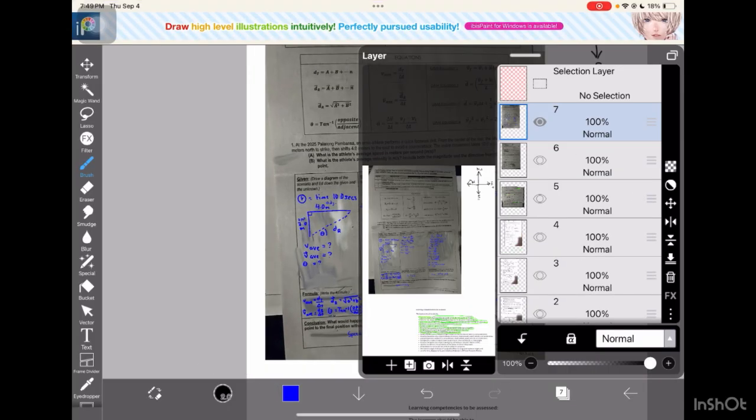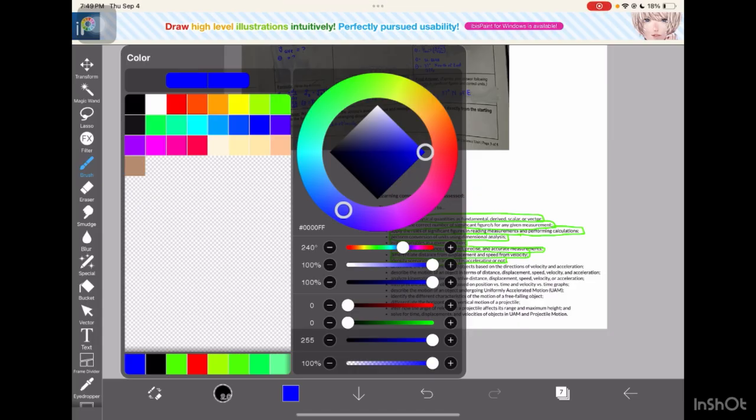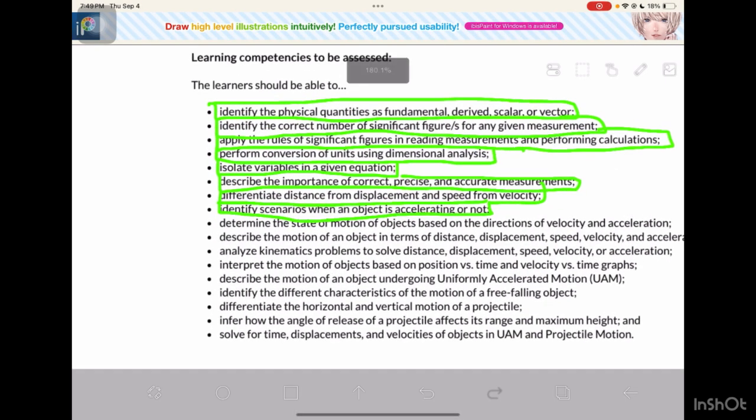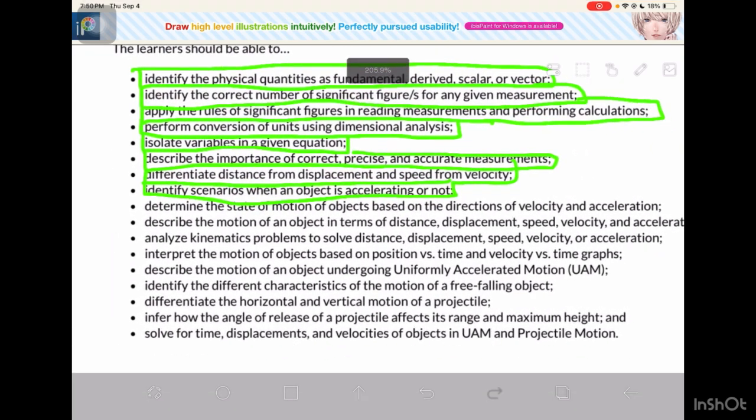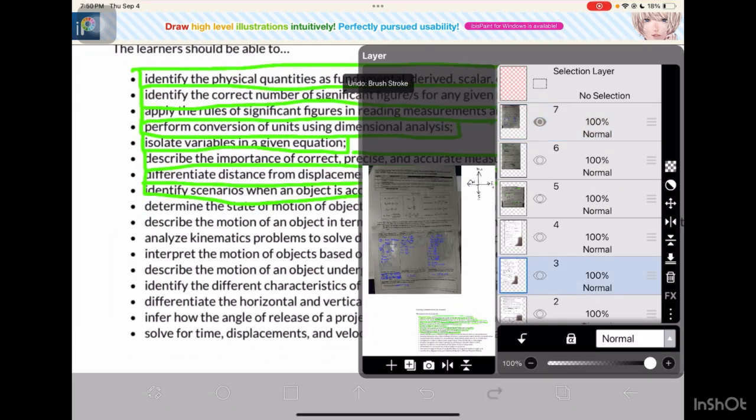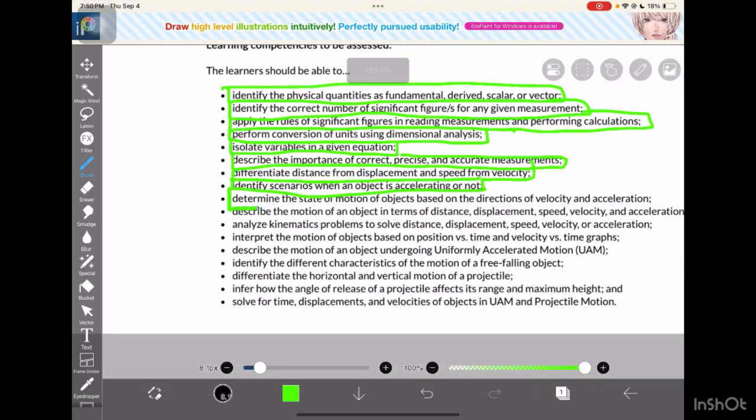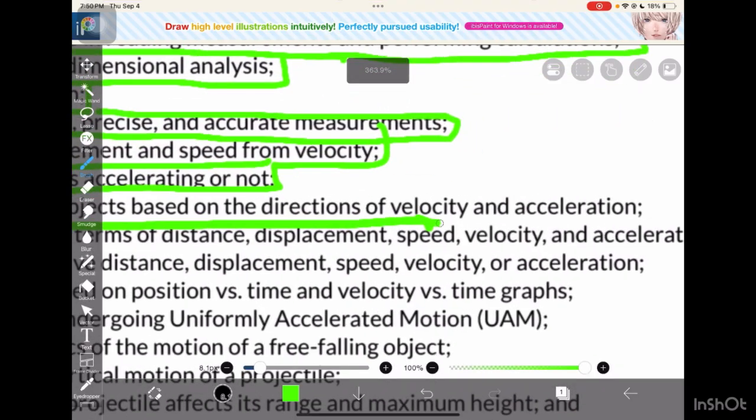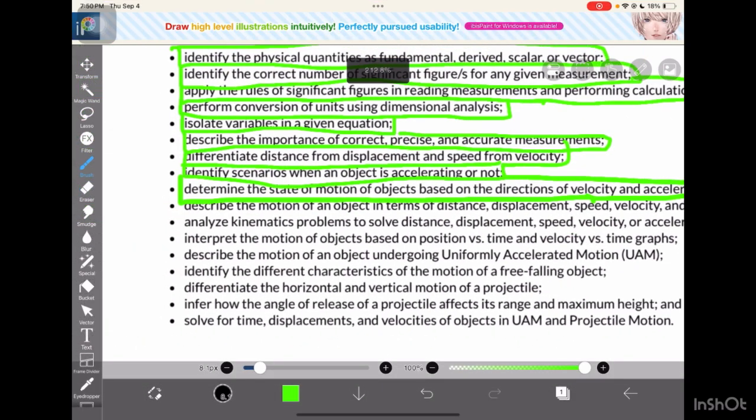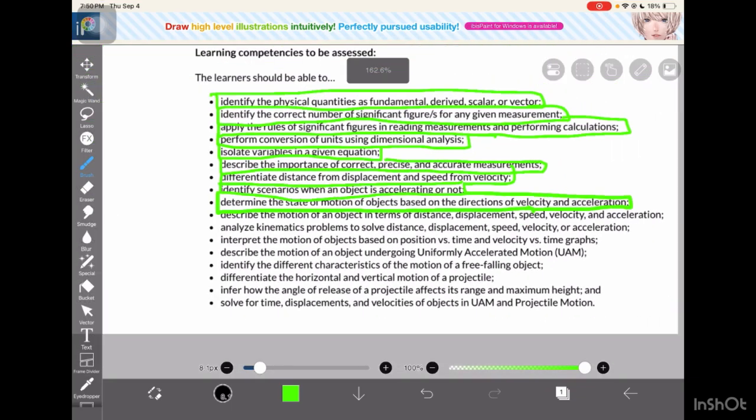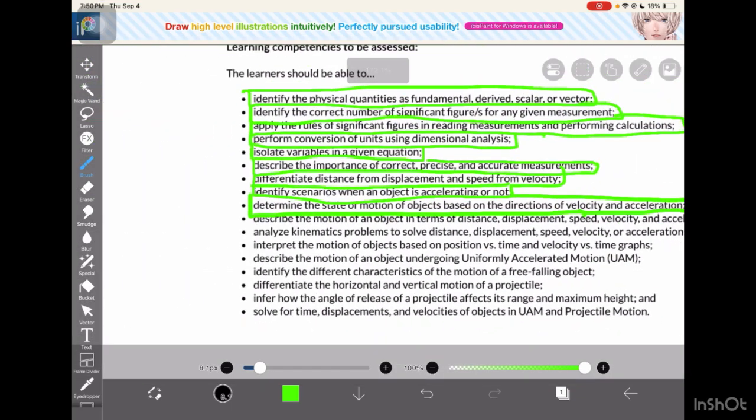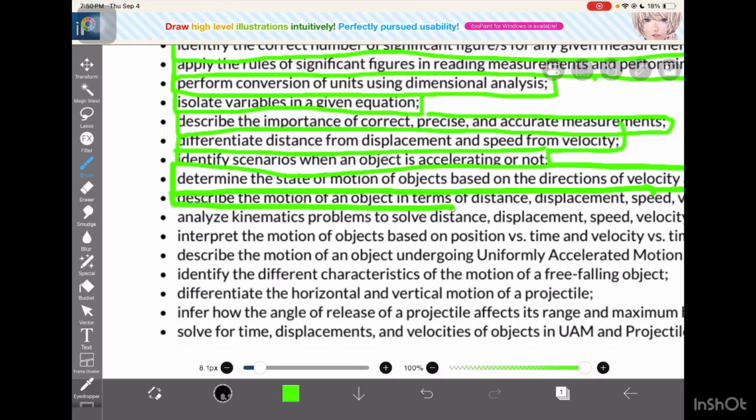I'm at 7 pages. This is the most pages I've worked with. So let's try to take off some of this, shall we? Did we determine the state of motions based on the directions of speed and velocity and acceleration? Definitely. I've highlighted multiple occasions where we use the context clues. Describe a motion of an object in terms of distance, displacement, speed, velocity, and acceleration. Not yet acceleration, but we're mostly done.